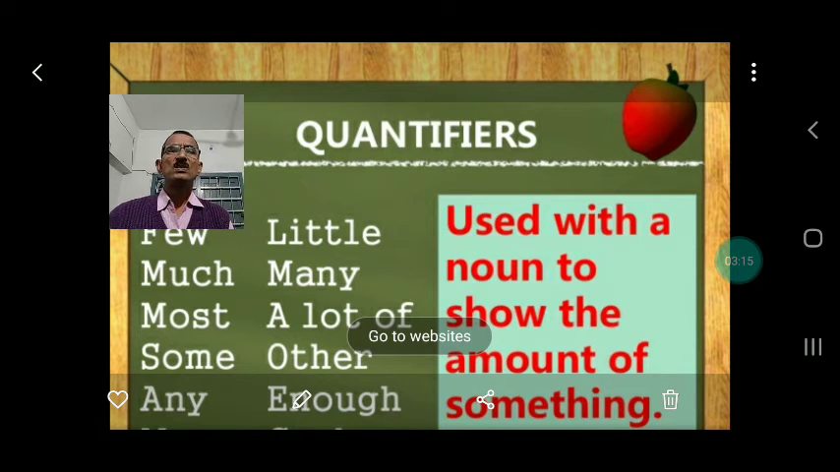Much shows the quantity, while many shows the number. Most can be used in both cases, whether we use the quantity or the number. A lot of is also used in both cases. That's why they are called quantifiers. Some shows the number as well as the quantity. So here any, enough, etc. always refer to the numbers as well as the quantity. That cannot be negated.